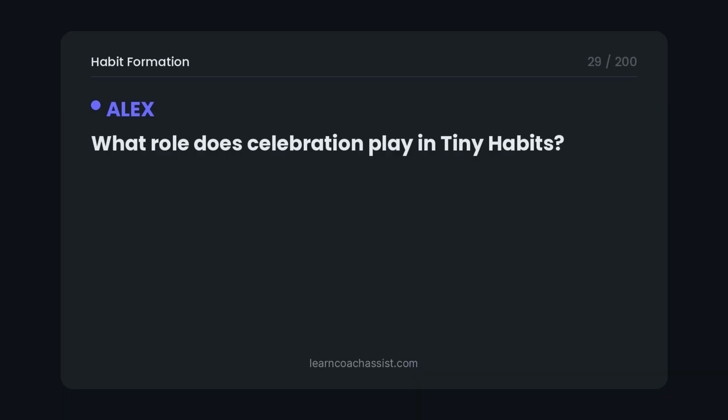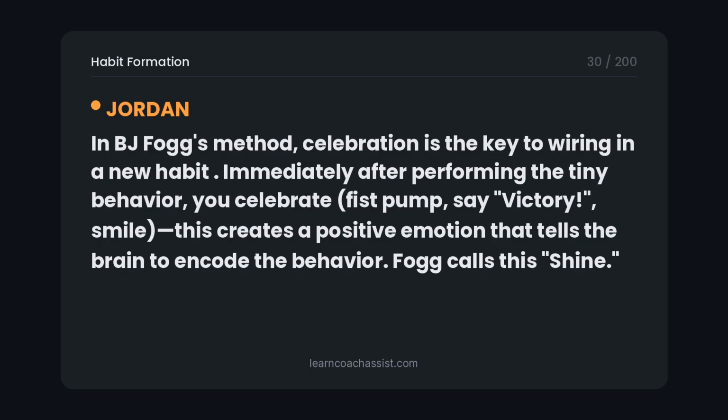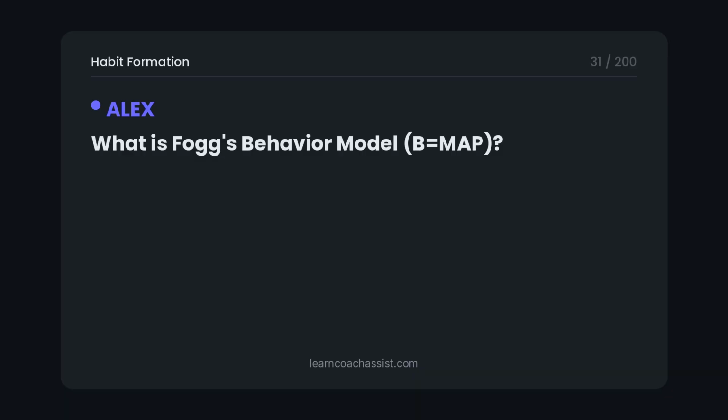What role does celebration play in Tiny Habits? In B.J. Fogg's method, celebration is the key to wiring in a new habit. Immediately after performing the tiny behavior, you celebrate: fist pump, say victory, smile. This creates a positive emotion that tells the brain to encode the behavior. Fogg calls this shine.